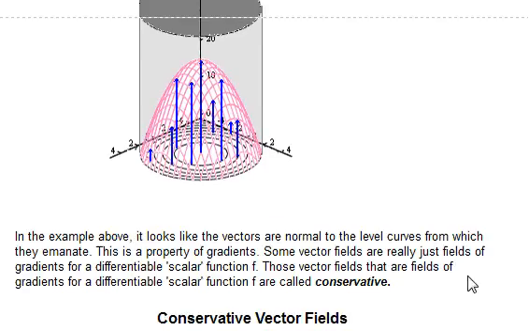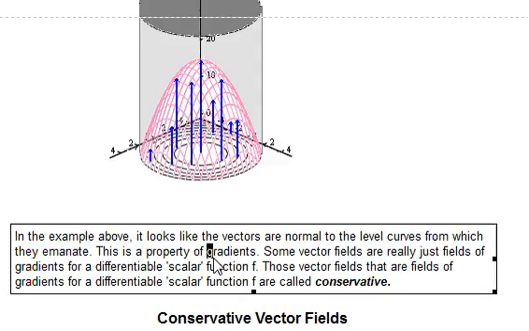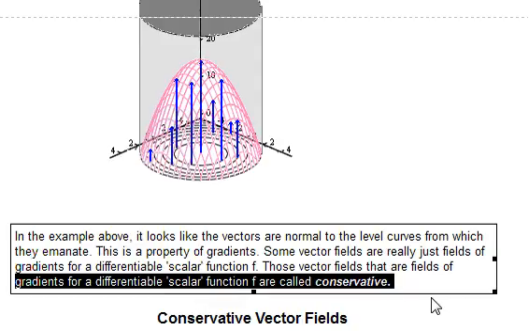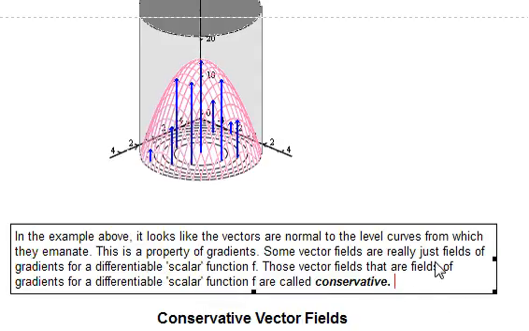So looks like the vectors are normal to the level curves from which they emanate, and that's a property of gradients, if you recall. So some vector fields are really just fields of gradients for a differentiable scalar function f, and these vector fields that are fields of gradients for a differentiable scalar function are called conservative.